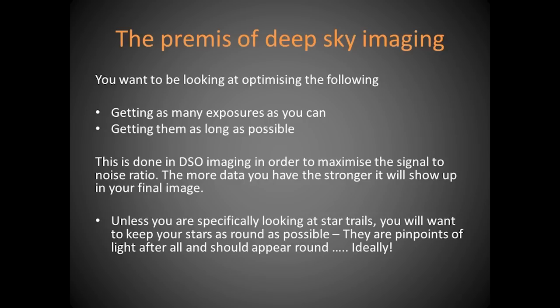Also, with deep sky imaging, unless you actually want to produce an image of star trails, and there are many out there, and I think they're very, very good, but this isn't being covered for the purposes of this guide. You want to get your stars nice and round. They're pinpoints after all. They're not elongated worms or maggots or anything else. They are pinpoints. So you want to make sure that you keep your exposures nice and short so that you can maximize the stars and make sure that you get them nice and round. They want to be short enough so that your stars don't become anything other than round.